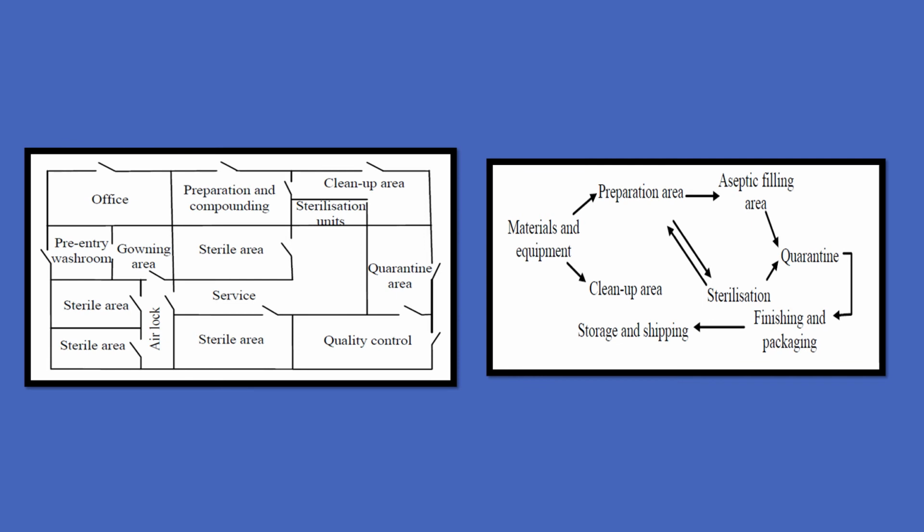Also, this is a flowchart of how we do things. First of all, material and equipment are sent to the cleanup area. Then they go to the preparation area. Then the aseptic filling area, quarantine, and sterilization is also done in between. Finishing and packaging, and storage and shipping are done.